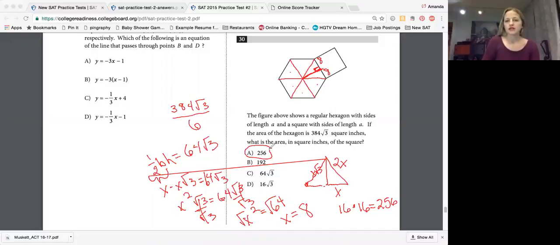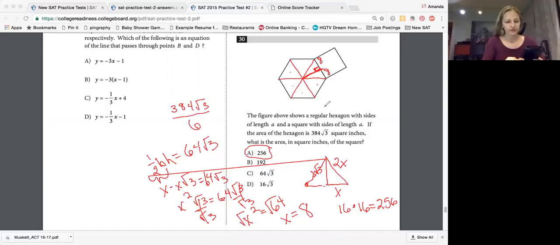Now, let's say I didn't remember any of that math, and I was doing this problem. Another thing you can think about, this is the calculator section. So I could have plugged into my calculator 384 times square root of 3, and I could have figured out what does that equal. So what is the area of that whole hexagon? And the reason I'm saying that is because the images are drawn to scale.